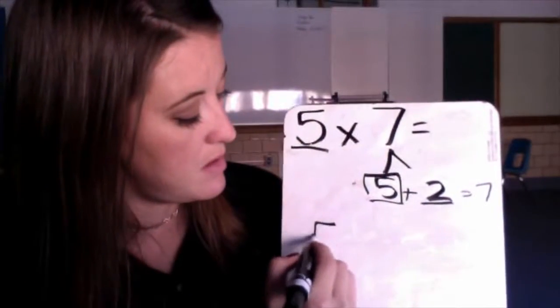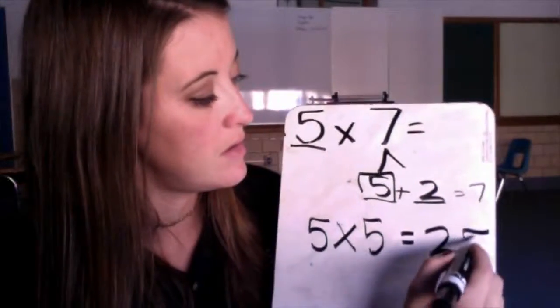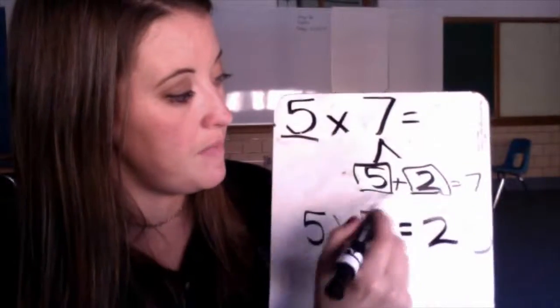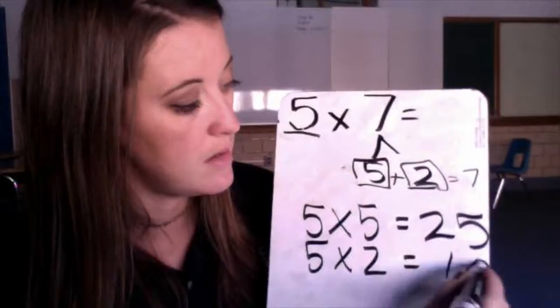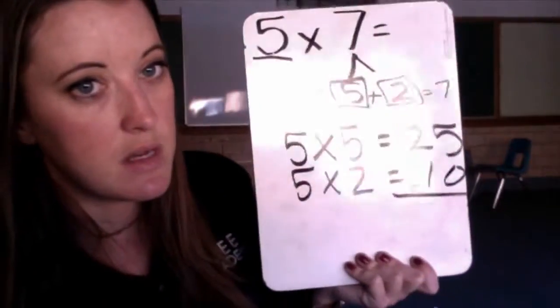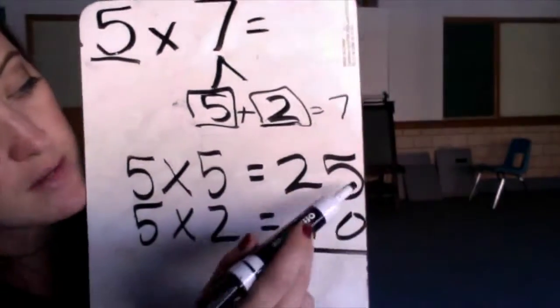5 times 5 equals 25. And I'm going to multiply this factor again by my second addend. 5 times 2 equals 10. So when I add these two products together, whoops, let me get that up there. Can you see that? Ooh, that's sunny. There we go. I'm going to add my ones first.